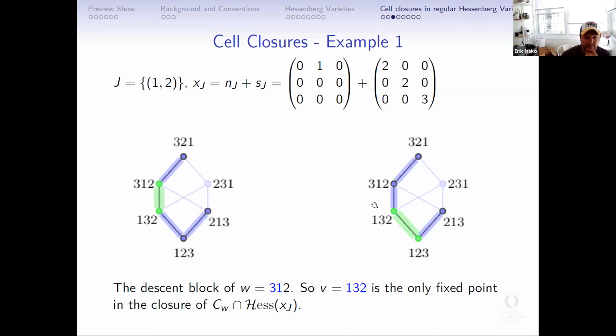Now, if we wanted to look at the closure of 3, 1, 2, then we only have a descent block of 3, 1. And so we permute 3 and 1, we get 1, 3, 2. And so the closure of this cell, which was a 2-dimensional cell in the Schubert cell decomposition of the full flag variety, is actually just a 1-dimensional cell in the Hessenberg-Schubert cell decomposition. And the closure is just, if you're still looking at these diagrams, another CP1 or another sphere. And then the closure of 1, 3, 2 is, of course, just this one-dimensional sphere here.